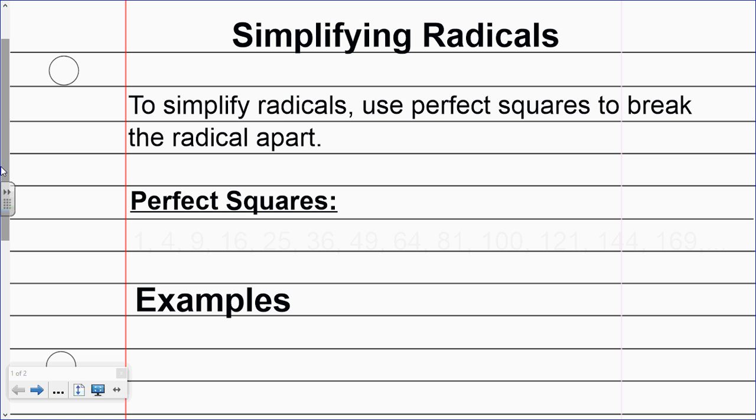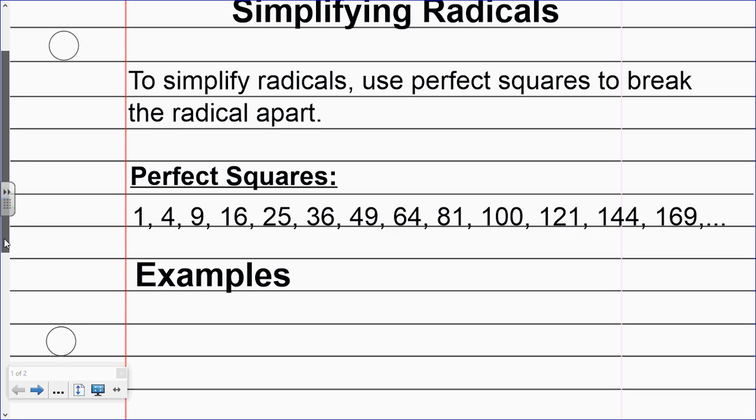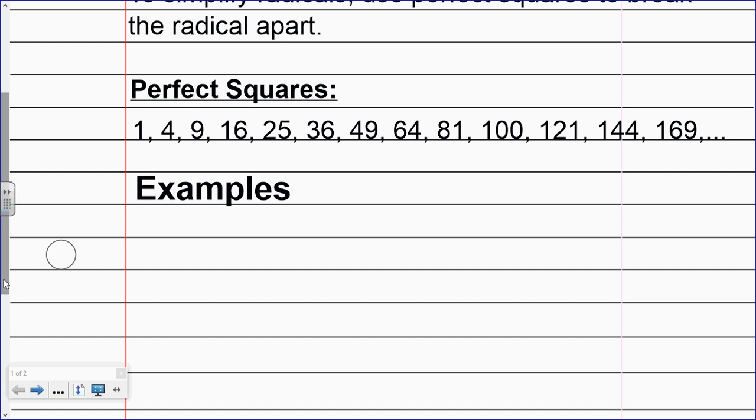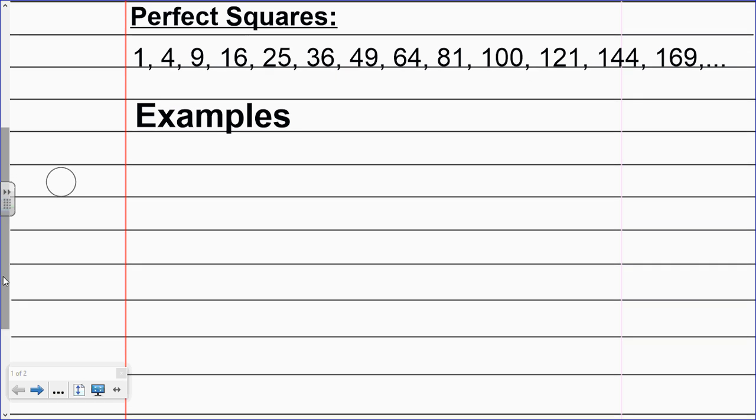So to simplify radicals, we're going to use perfect squares to break the radical apart. And just as a refresher, some of your perfect squares, remember, is like if you do 1 squared, you get 1. 1 is a perfect square. 2 squared is 4. 4 is your perfect square. 3 squared is 9. 9 is your perfect square, and so on and so on. These are not all. These are just the first 13. So you can use more than this if need be. Okay? And so I'm going to show you how to use the perfect squares to separate and simplify a radical.